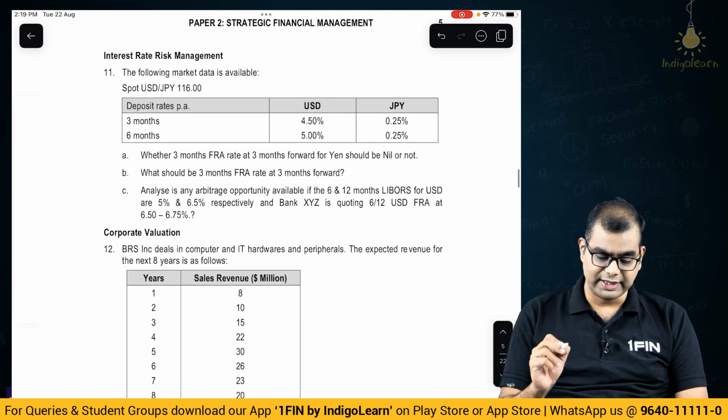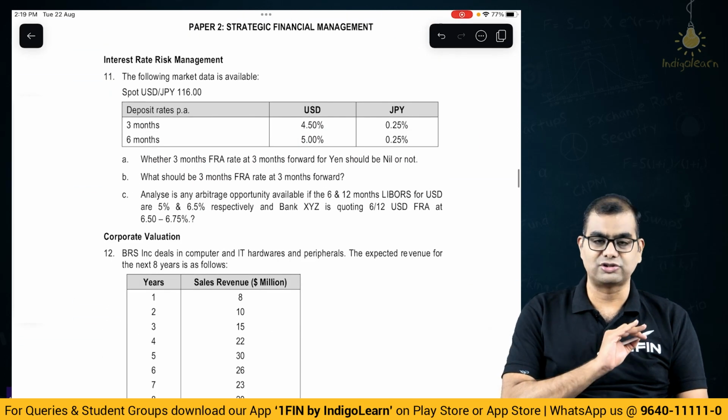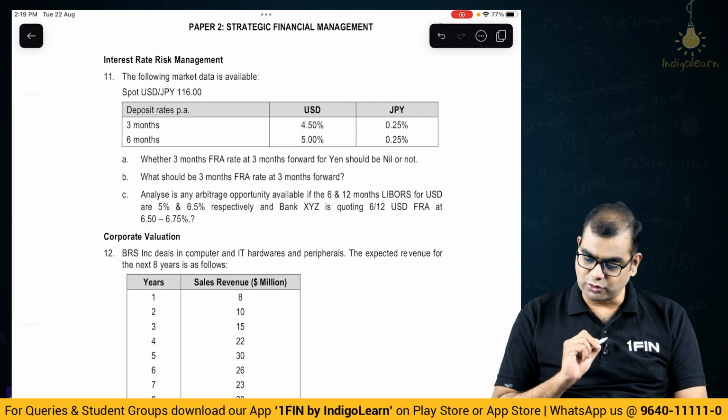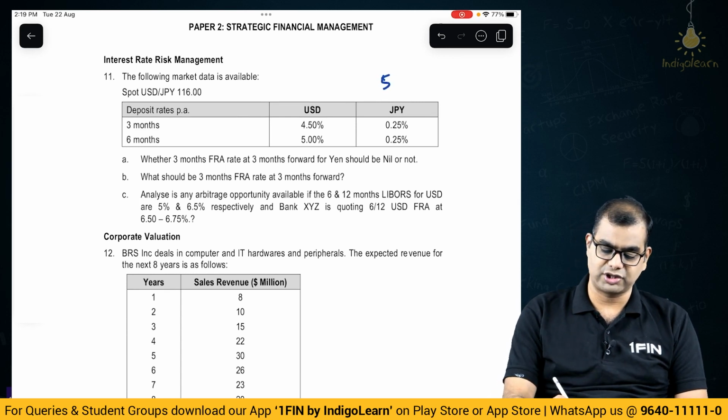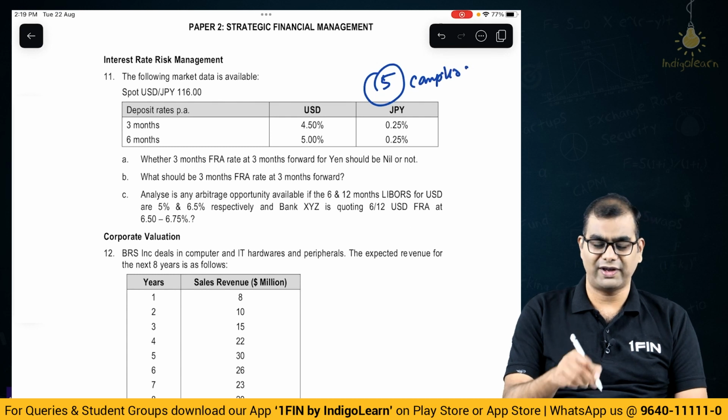Then coming to interest rate risk management, this is also a super simple question. This is question number 5 from the compiler, question number 5 of the respective chapter.